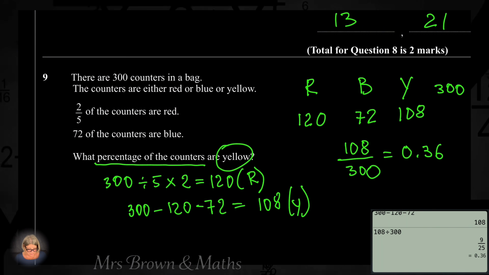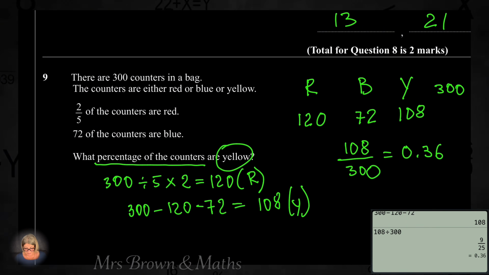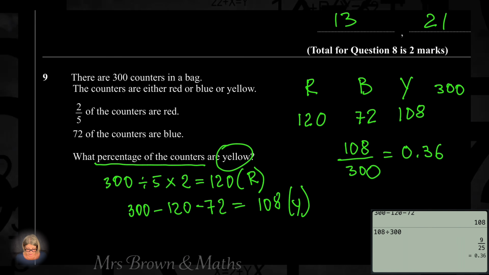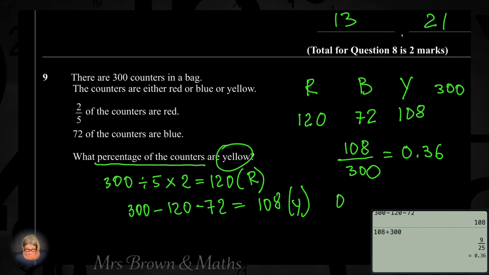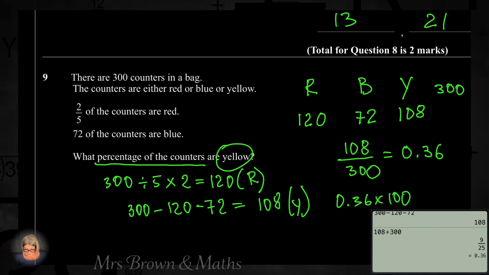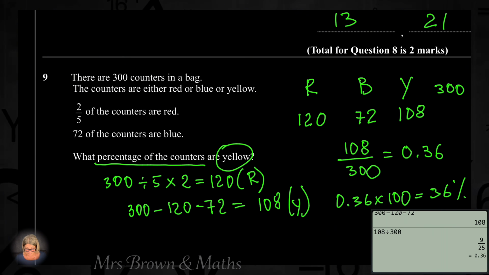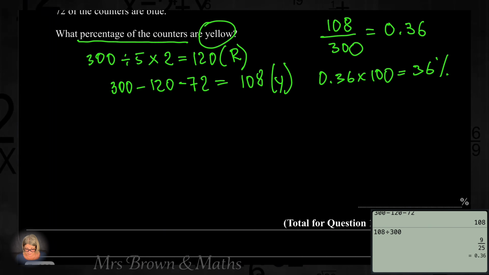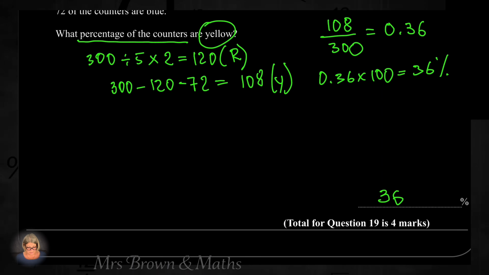Right, but we need a percentage. How to work out percentage? 0.36 times 100 is 36%. Done. Don't forget to fill in the answer gap. Right, 36%. Next one.